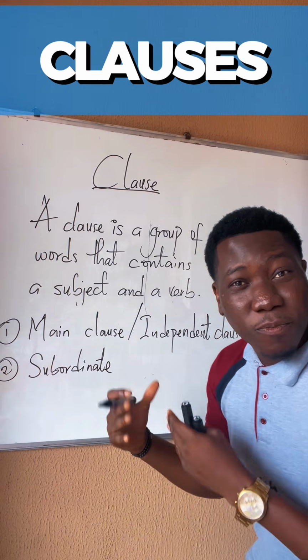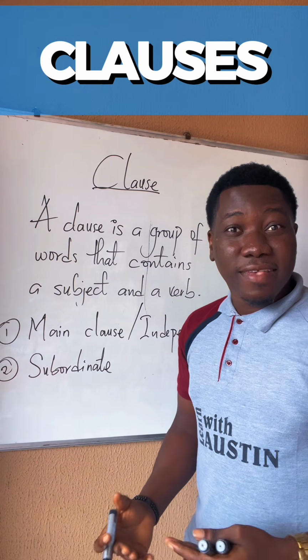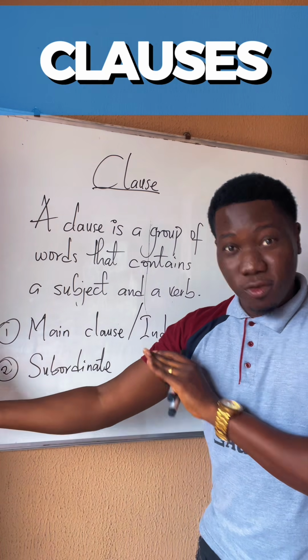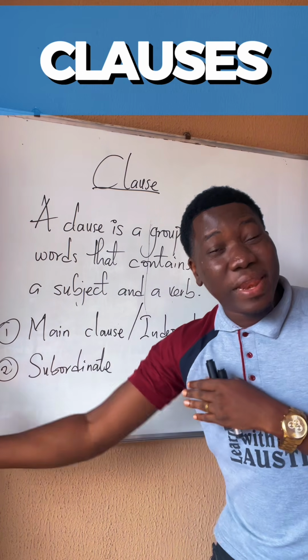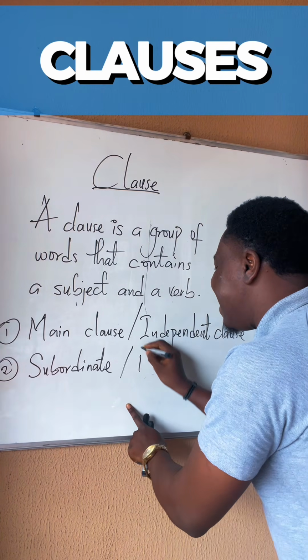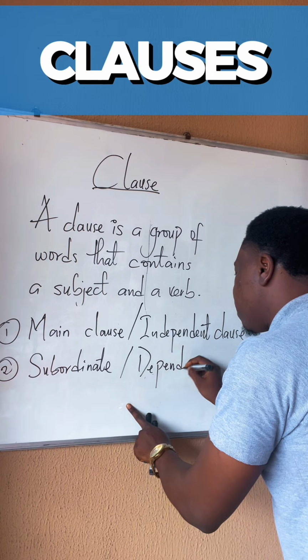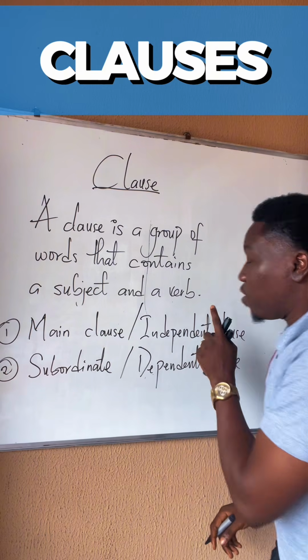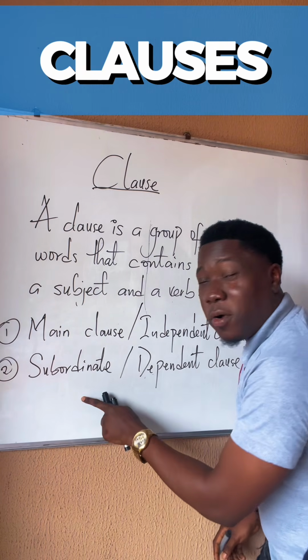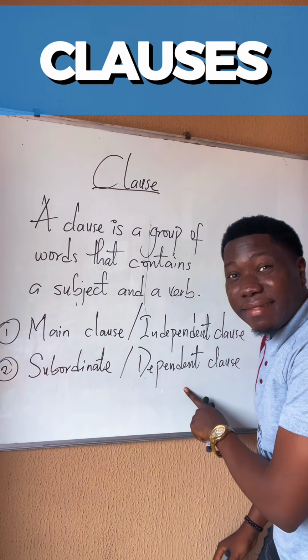But the other one, the subordinate clause, because it is not expressing complete thought, cannot stand as a sentence. It needs some more words to be added. Therefore, it depends on other words for the thought to be completely expressed. It is called a dependent clause. Main clause, also called independent clause. Subordinate clause, also called dependent clause.